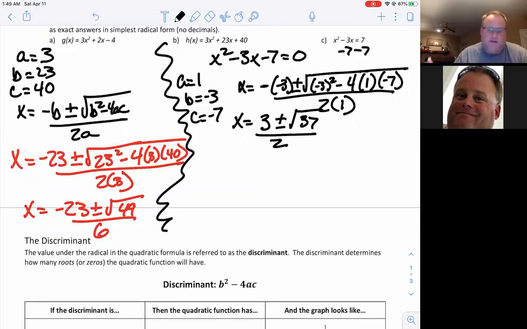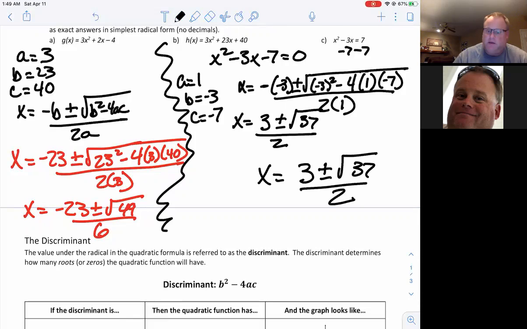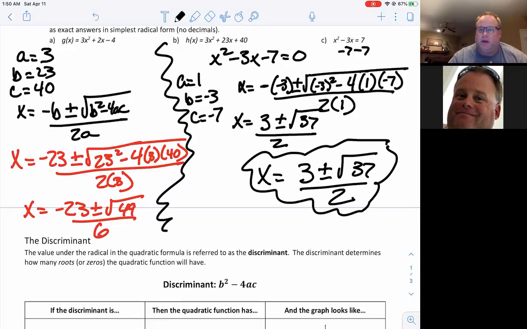Well, 37 can't be simplified, right? Because 37 is a prime number. So my solution here is simply where I am right now. And there you go. That is my solution. X equals 3 plus or minus square root of 37 over 2. The two solutions because of the plus and the minus. Okay? 3 plus square root of 37 divided by 2, and 3 minus the square root of 37 divided by 2. All right, turn the page.